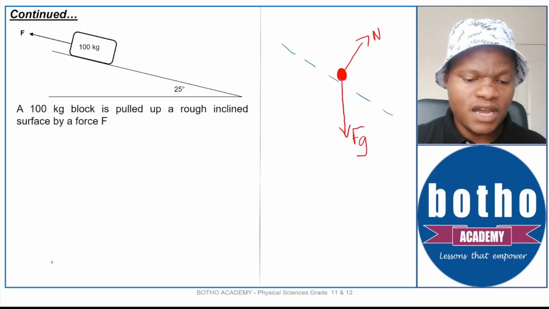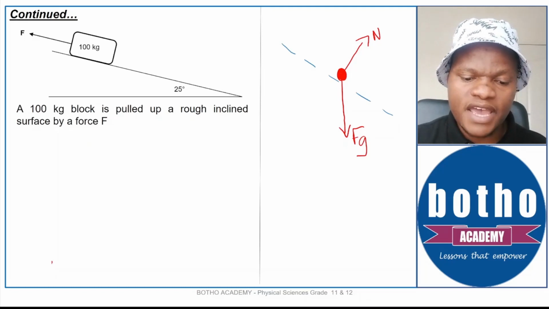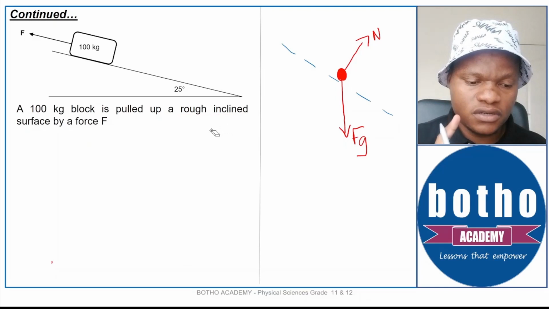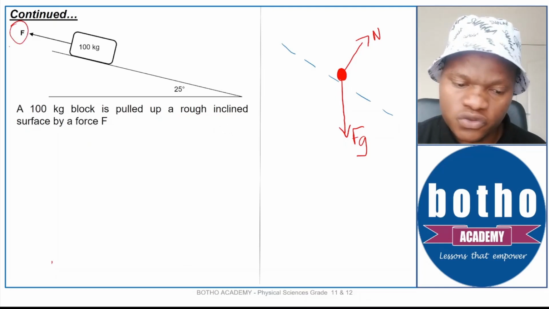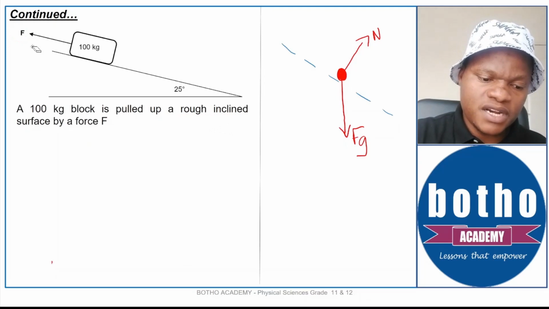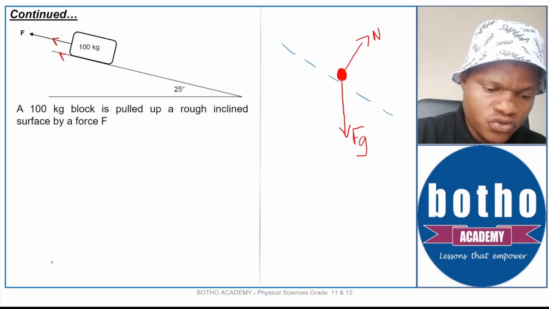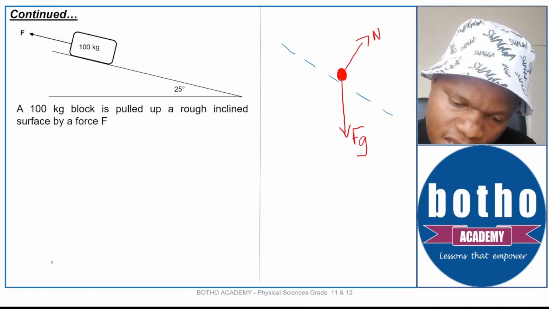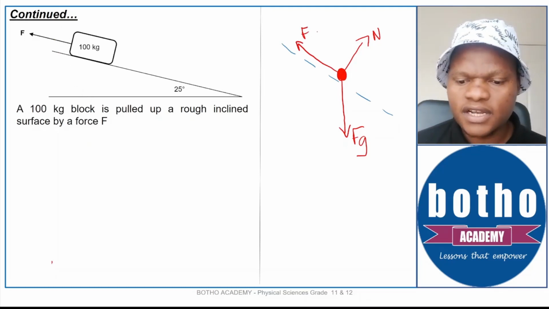Okay, now this is a block which is pulled up a rough incline. In other words, while it's being pulled up, let's start drawing first the force that is applied, our F here, which was actually the most obvious one. As we can see, it is parallel to the incline, or to the slope. It's parallel to the slope. So when we draw it again, it has to be parallel to this incline there.